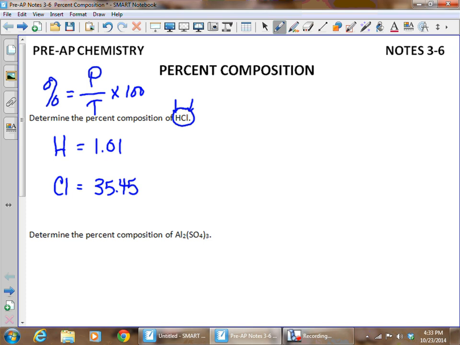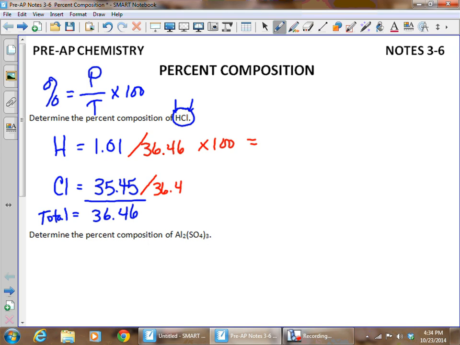So that's hydrogen's part and chlorine's part. To get the total, then we're simply going to add it up. We end up with 36.46 grams per mole for our total value for the molar mass for this compound. So now in order to get that percent, I'm going to take each one of these parts, hydrogen for instance, divide it by the total, 36.46, and multiply by 100. That's going to give me a percentage. I'm going to do the same thing with chlorine. I'm going to divide by the 36.46 and multiply by 100.